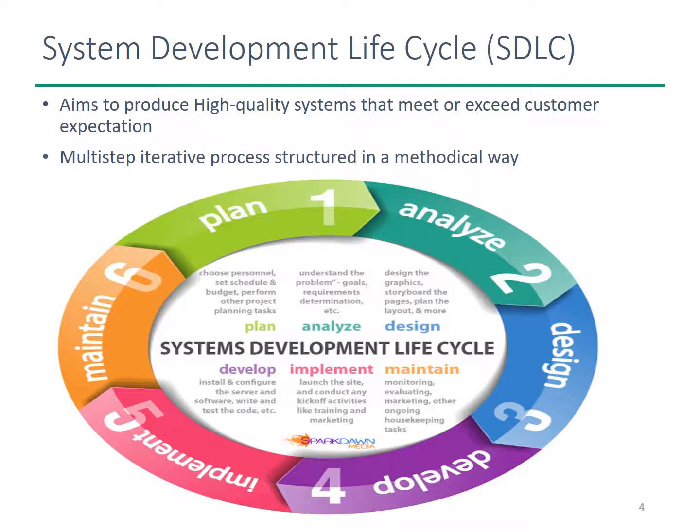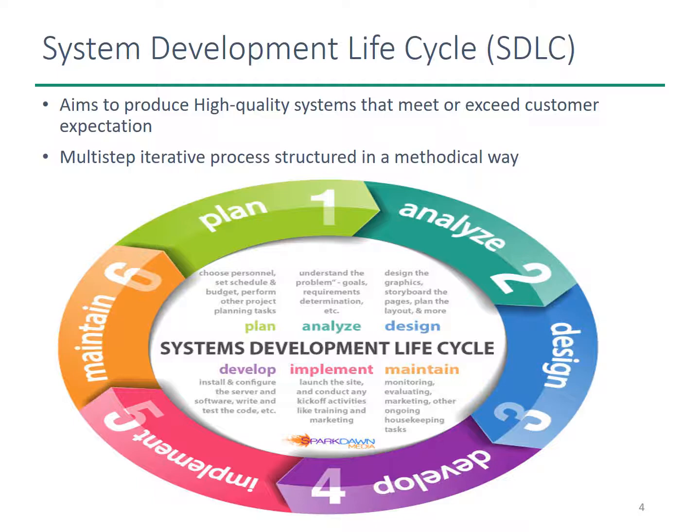SDLC is a process for planning, creating, testing, and deploying an information system. It aims to produce high-quality systems that meet or exceed customer expectations. So this is achieved by delivering systems which move through each and every clearly defined phase and also within scheduled timeframes and cost estimates. As you can see from here, the phases are planning, analysis, design, development, implementation, and maintenance.